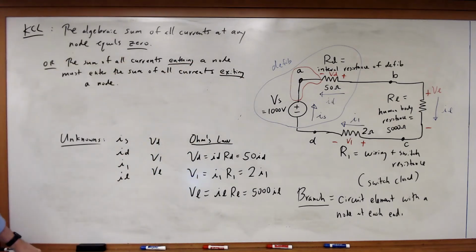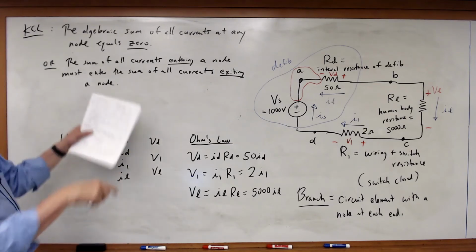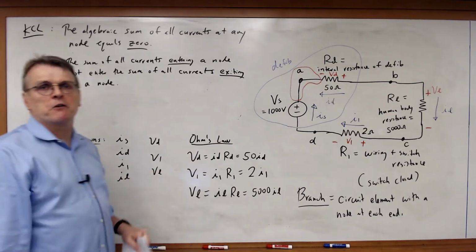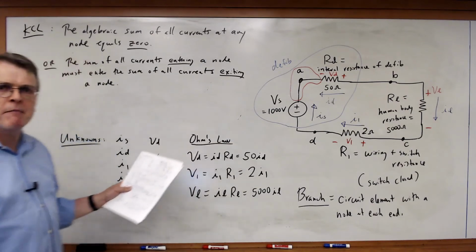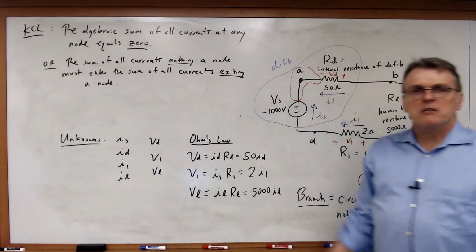Or to put it in an even more brief way, what goes in must come out. The sum of the currents going in must equal the sum of the currents going out. And that's really a good mathematical way to look at this. So let's consider what this means.